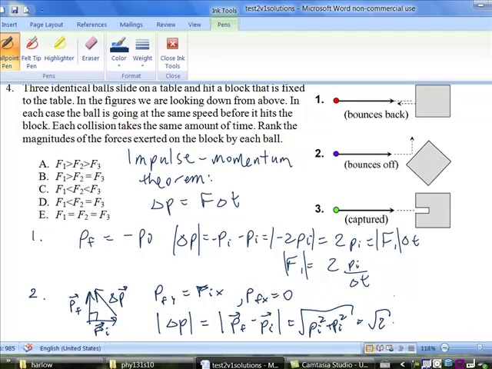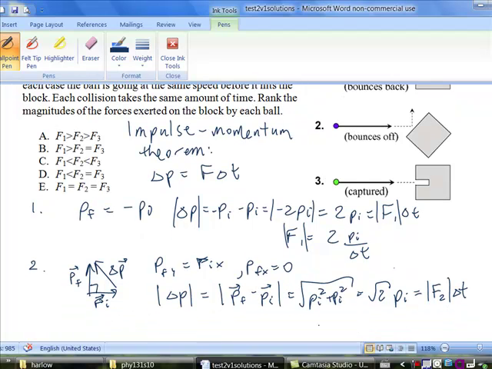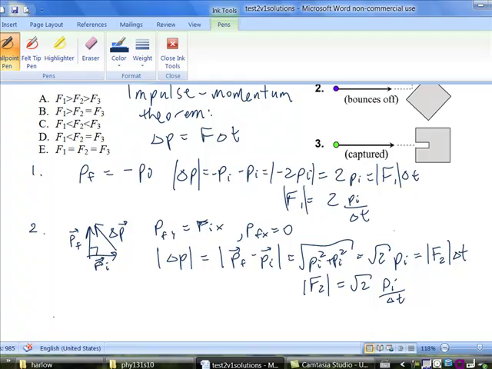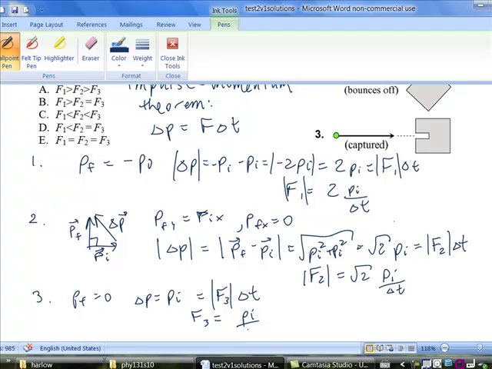It's going to be root 2 times P initial is equal to the magnitude of the force times delta t. So the magnitude of the second force is going to be equal to root 2 times P initial over delta t. And for the third situation, it says captured, so P final equals 0, so delta P equals the initial momentum, and that's equal to this magnitude of the force times delta T, so F3 just equals P initial over delta T. So that's a factor of 1 in there.